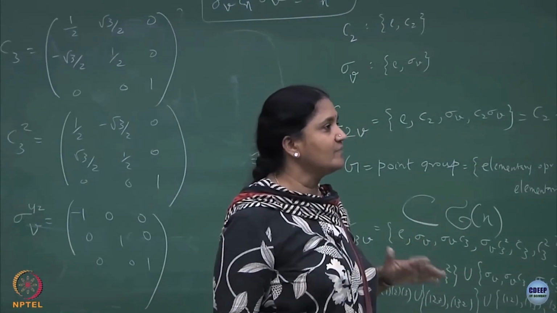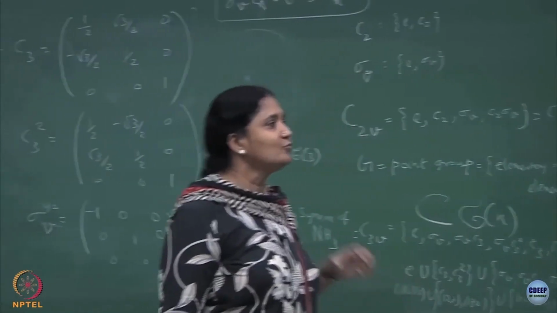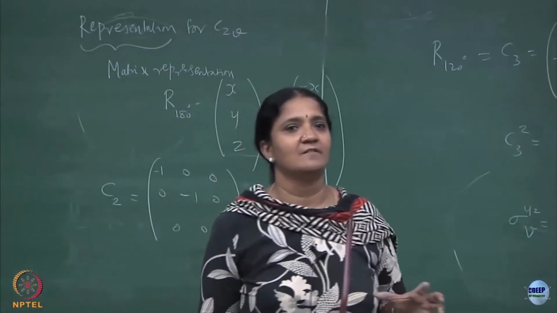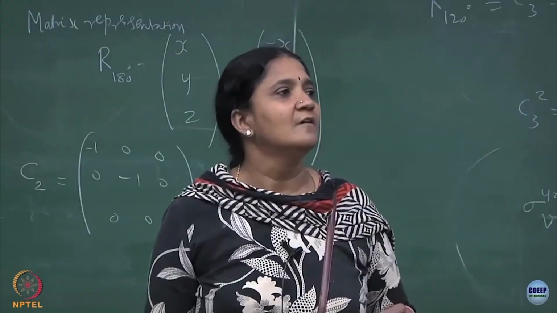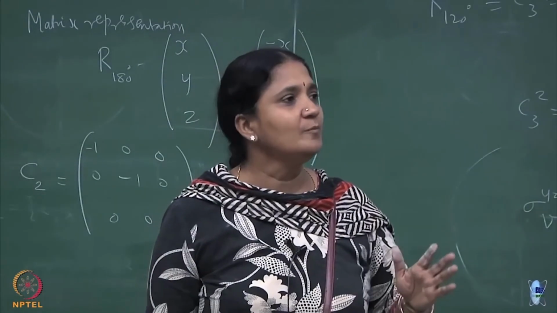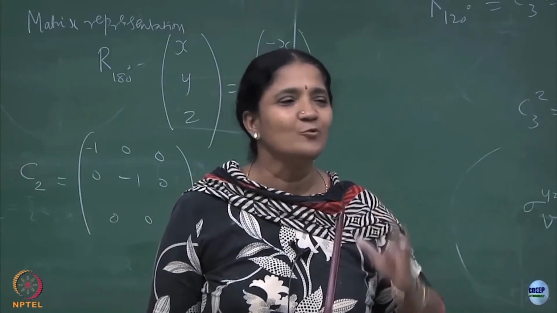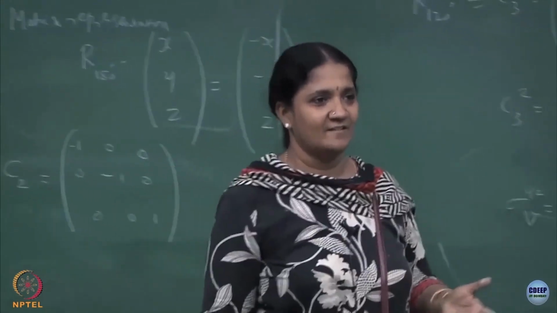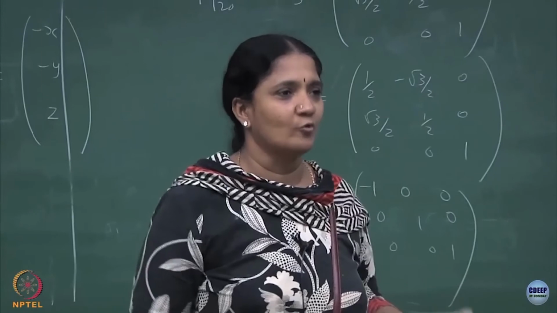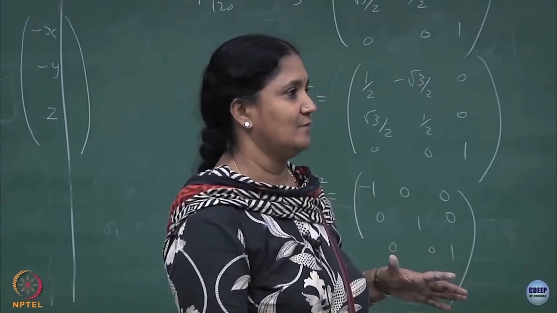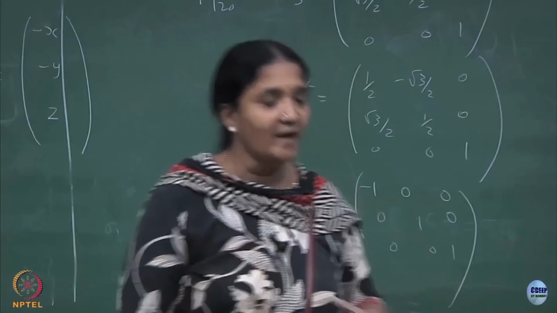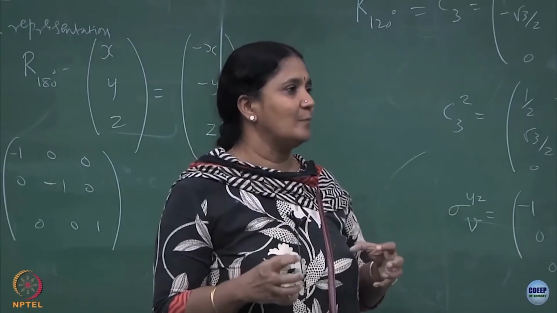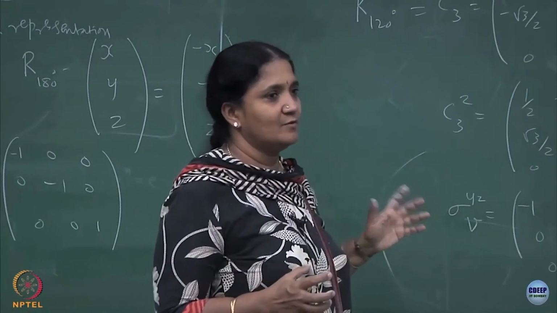After we have got the representation, we would like to see what is the irreducible representation. That is the next topic. Okay. So, there will be an irreducible representation. What does irreducible mean? I cannot further break it anymore. That is the meaning of irreducible. So, I need to find some set of non-trivial irreducible representations for each of these groups.